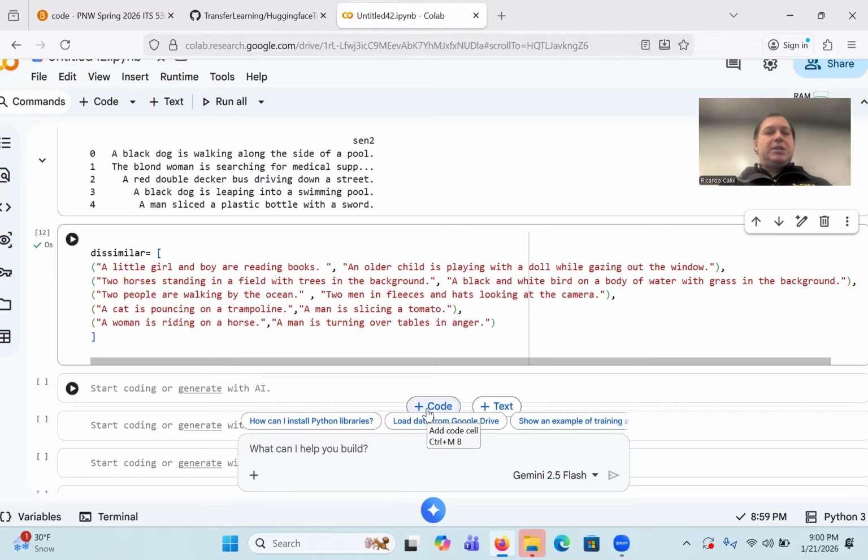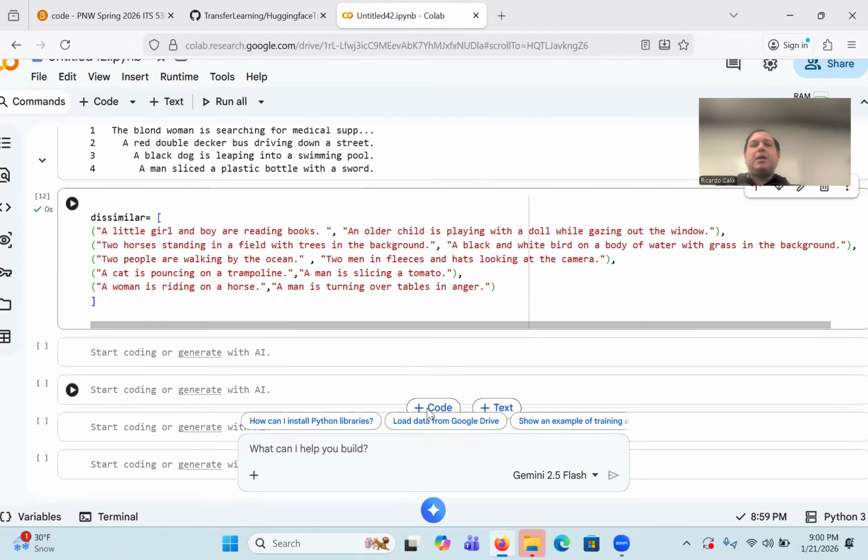Dissimilar. 2 horses standing in a field with trees in the background versus a black and white bird on a body of water with grass in the background, and so on. So you guys get the idea, right? So the first set was more similar. This next set is dissimilar.